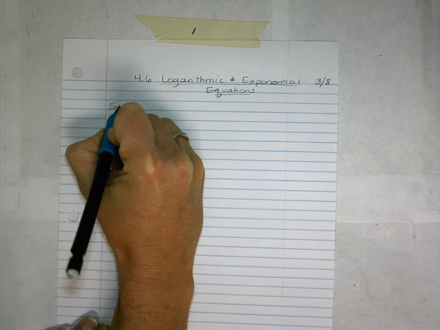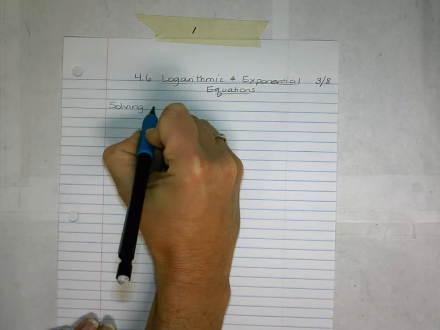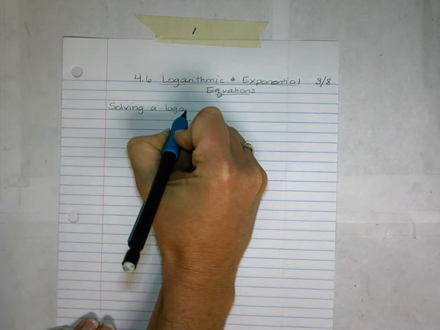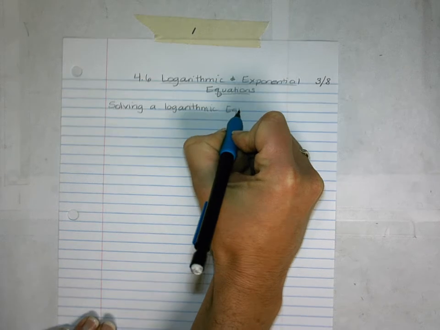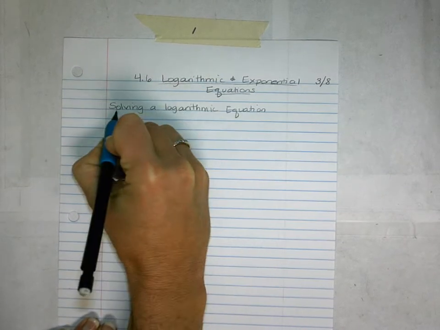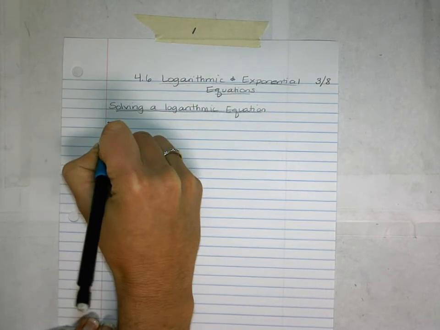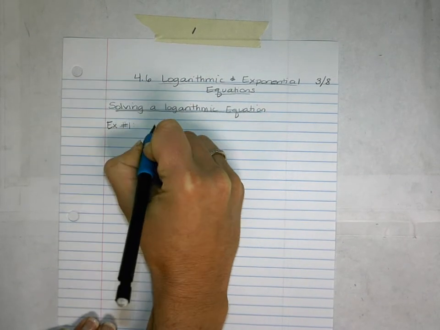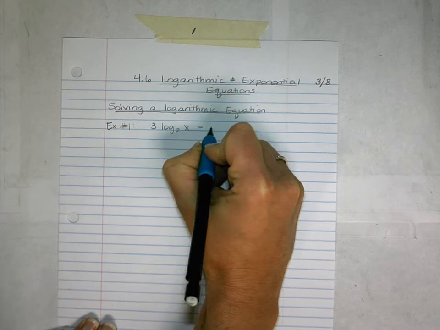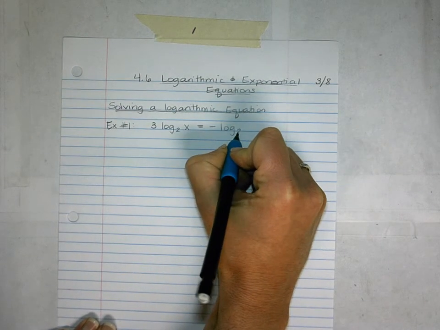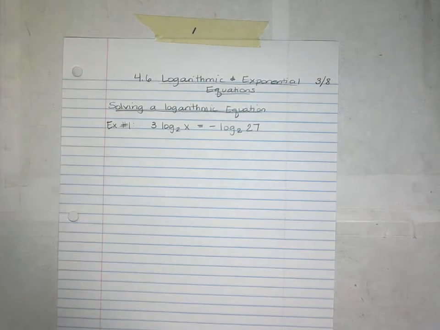So here we go. We're going to start by looking at how to solve a logarithmic equation. Title for these type of examples. All right, I'll start with example number 1. So we have 3 times the log base 2 of x, and that equals negative log base 2 of 27.